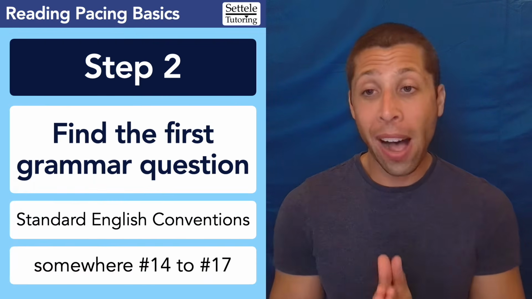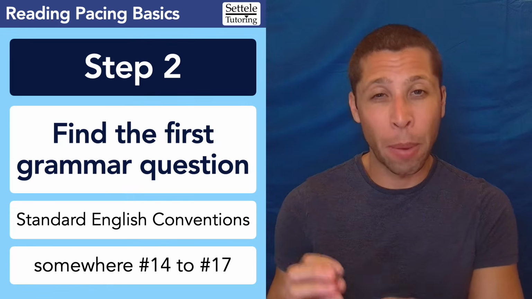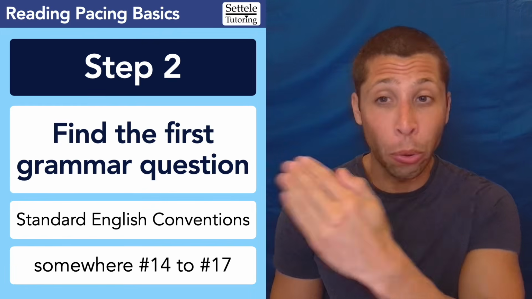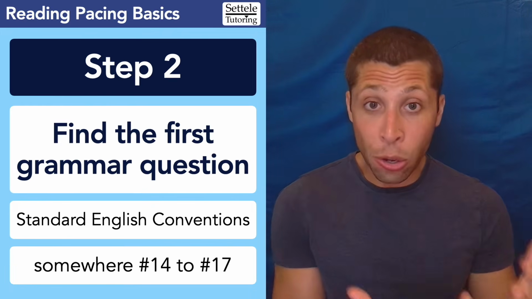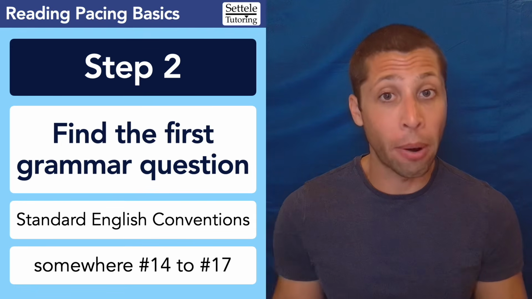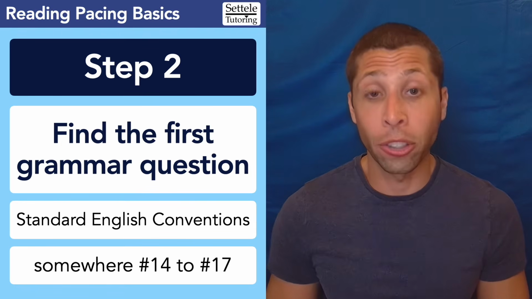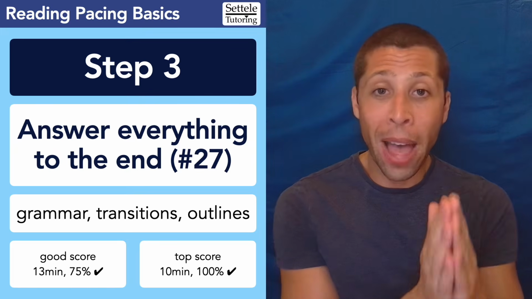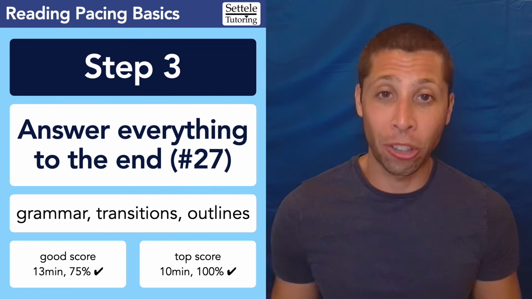Step 2, find the first grammar question. It's basically going to involve this phrase, standard English conventions. That's the College Board's name for the grammar questions. It's usually number 15, but it could really be anywhere from number 14 to 17. So skip around until you find it. That's the first question you're going to actually answer. Step 3, answer everything from that question all the way till the end, which is question number 27.